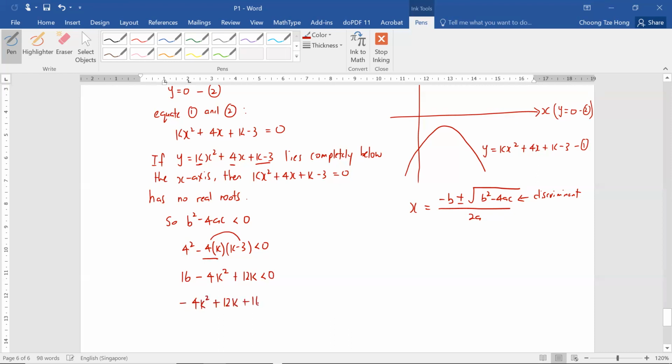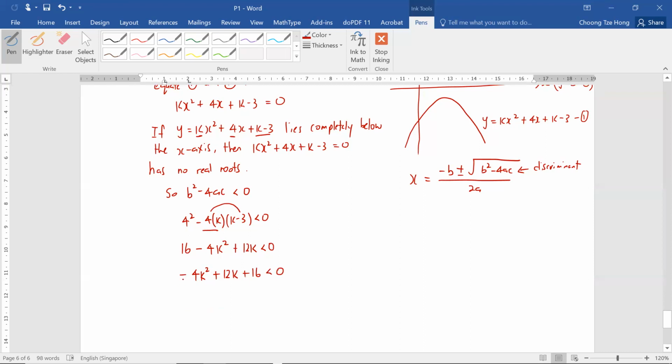So if I rearrange this, I get a quadratic inequality in terms of k. Usually we are more familiar with dealing with a positive coefficient for k squared. So what we can do over here is divide by negative 4. But when you divide by a negative number for an inequality, you need to be careful to reverse the direction of the sign. So minus 3k minus 4 will now be greater than 0. So do be careful about this. Reverse the direction of the sign.